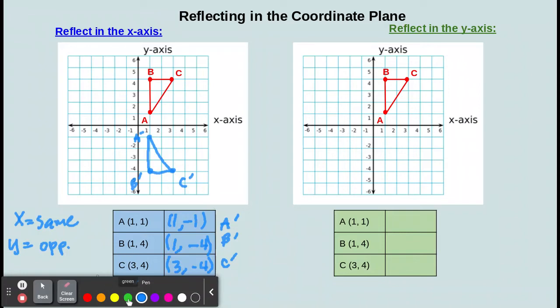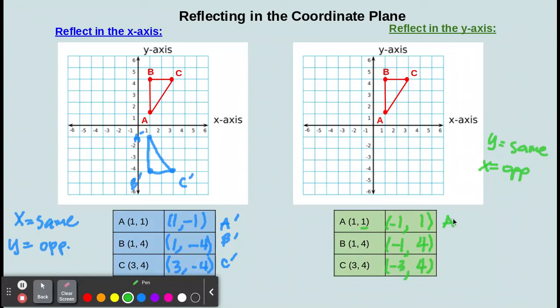All right, now if we want to reflect in the y, meaning we're going to flip across the y-axis, that means our y values stay the same, and our x values are going to become the opposite. So over here, again, we can pre-fill this out. We know that our y values stay the same. Here's our y: 1, 4, and 4. But now the x's are opposite. So opposite of 1 is -1. Opposite of 1 is -1. Opposite of 3 is -3.